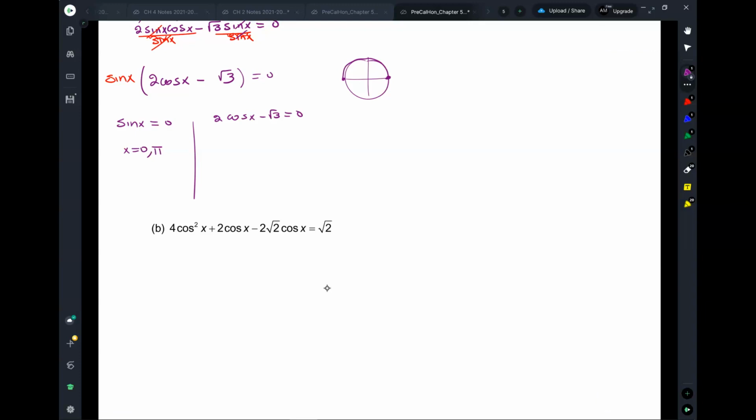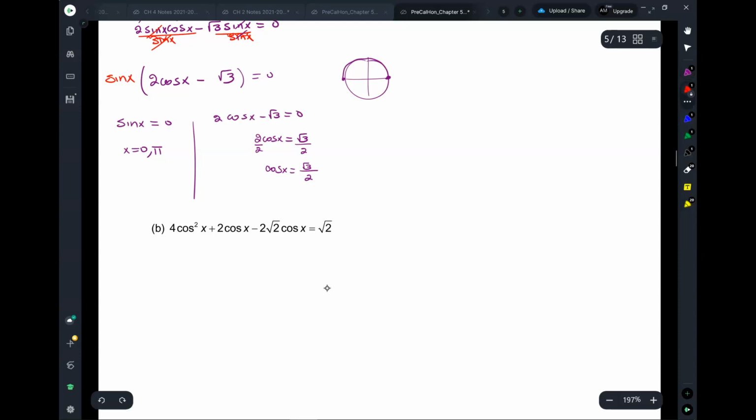Okay, this one, I'm going to solve for cosine. So add root 3 to both sides. Okay. Divide by 2, divide by 2. Cosine of x is equal to root 3 over 2.